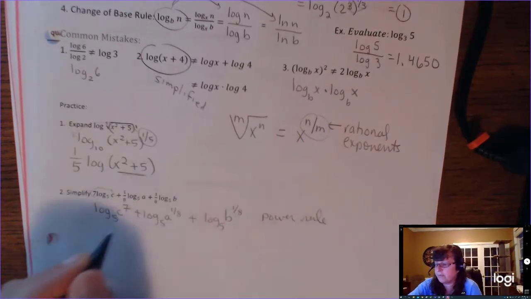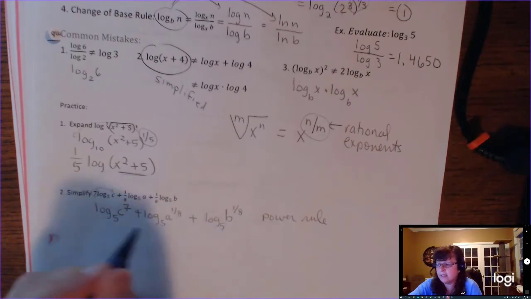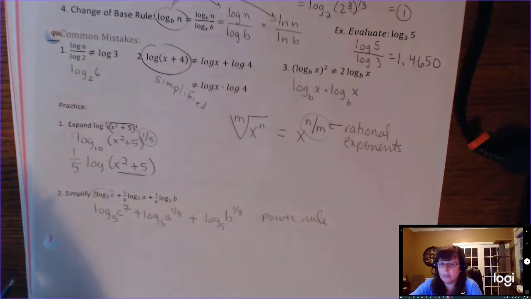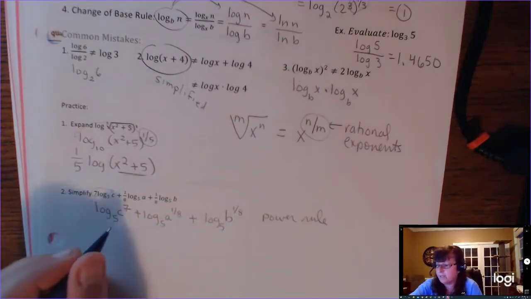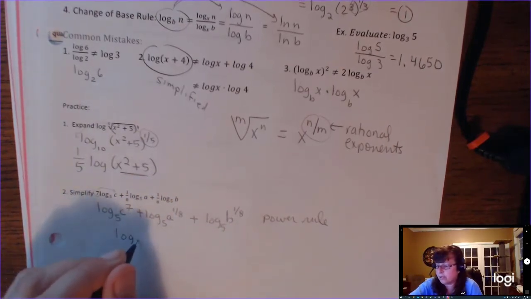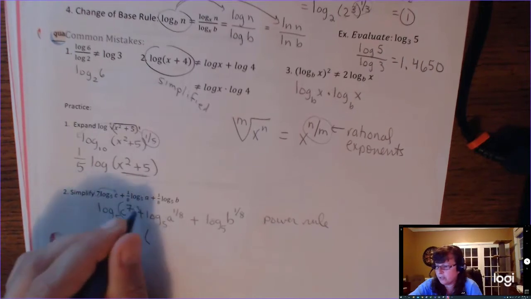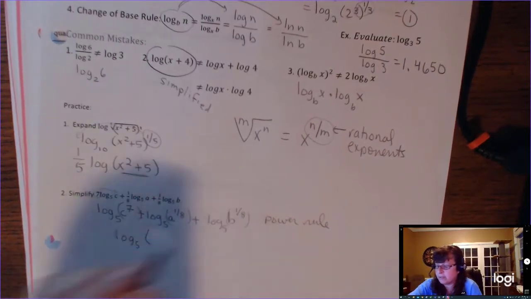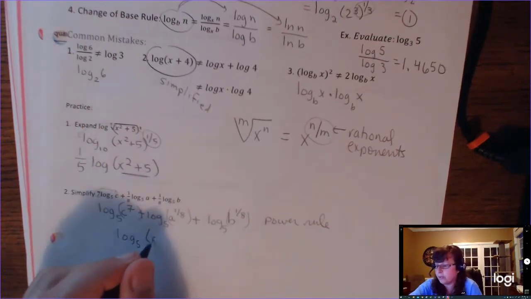Okay, now we have 3 logs added, but they have the same base. So can we combine that into one log? Logs added together can be written as one log with the numbers here multiplied together. This is the product rule going the other way.